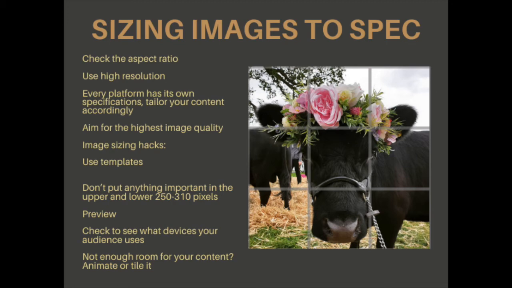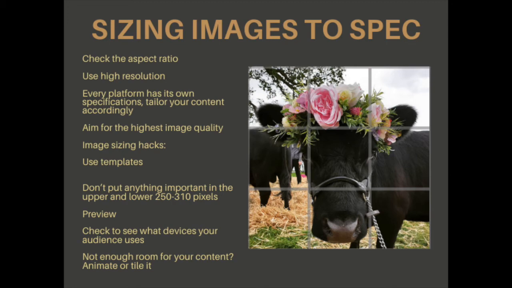You want to share a horizontal photo in a story? Create a background or use a template so it doesn't look small and sad. Stories and other vertical content display differently depending on the device being used. Don't put anything important in the upper and lower 250 to 310 pixels. Preview how Instagram will crop a vertical photo on your grid by looking at the filter thumbnails before you publish.